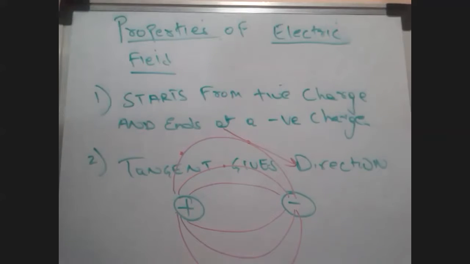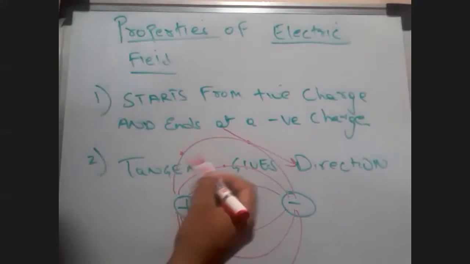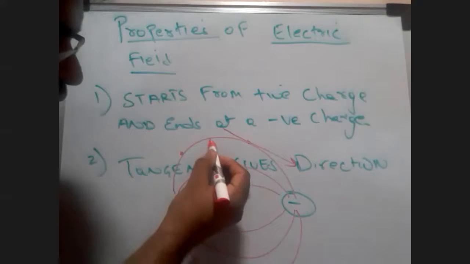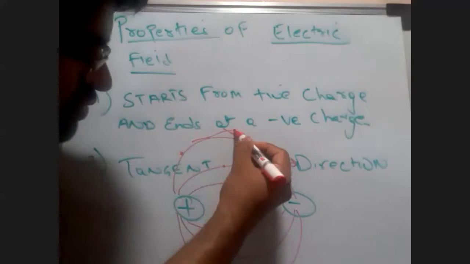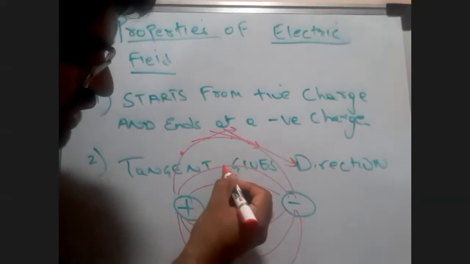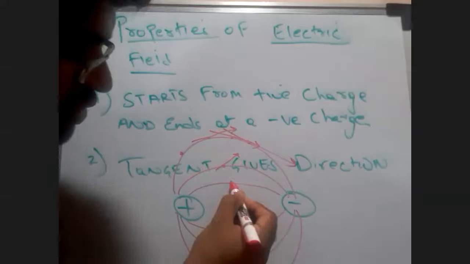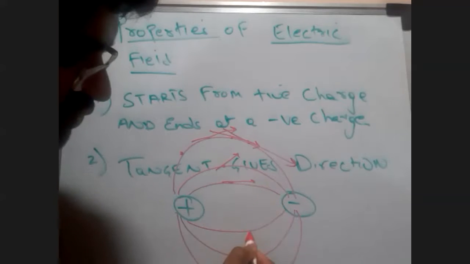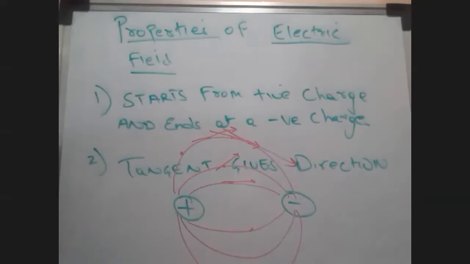Why I'm stressing this is because it is going to help you in equipotential surfaces. You need to know that at every point on an electric field line, if you take a point and draw a tangent, this tangent is going to give you the direction of that electric field line. Okay, let's look at the third point.